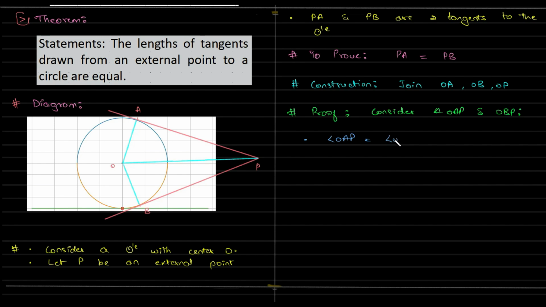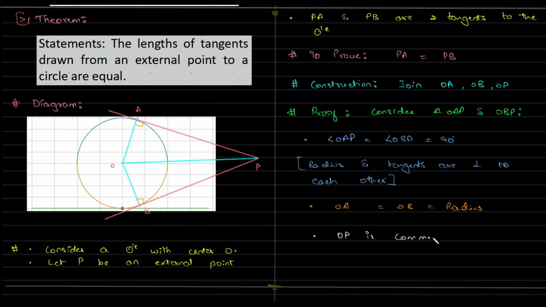Angle OAP is equal to angle OBP, which is equal to 90 degrees. Reason: radius and tangent are perpendicular to each other. Then OA is equal to OB because they are radii. Now, did you guys get what we are trying to do? Still no? OP is common. I'm sure most of you got it.